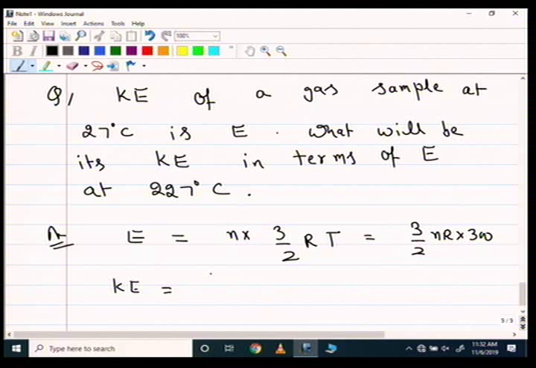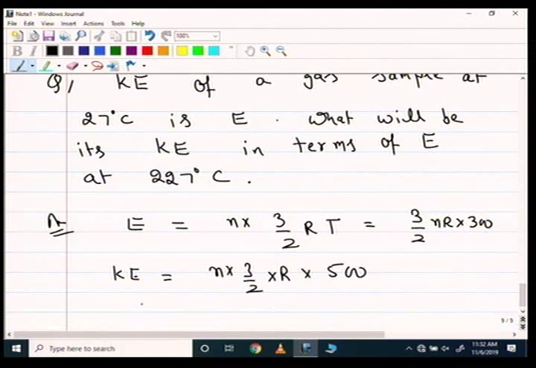We have to calculate kinetic energy in terms of E when the temperature is 227 degrees Celsius, which is 500 kelvins. What to do? Just divide these two and you will get your answer. Consider this as E dash. When you divide E by E dash, you will get 3 by 5. So E dash would be equal to 5 by 3 times E.